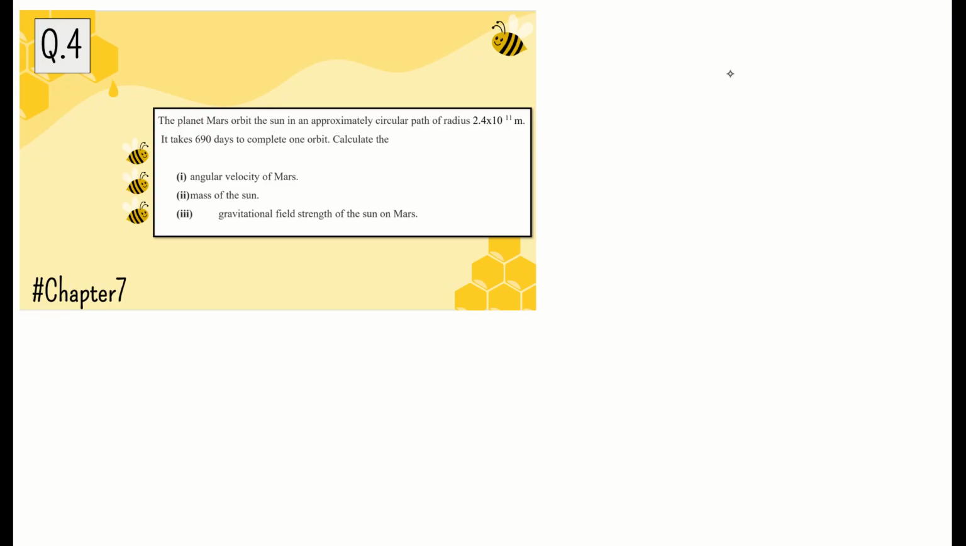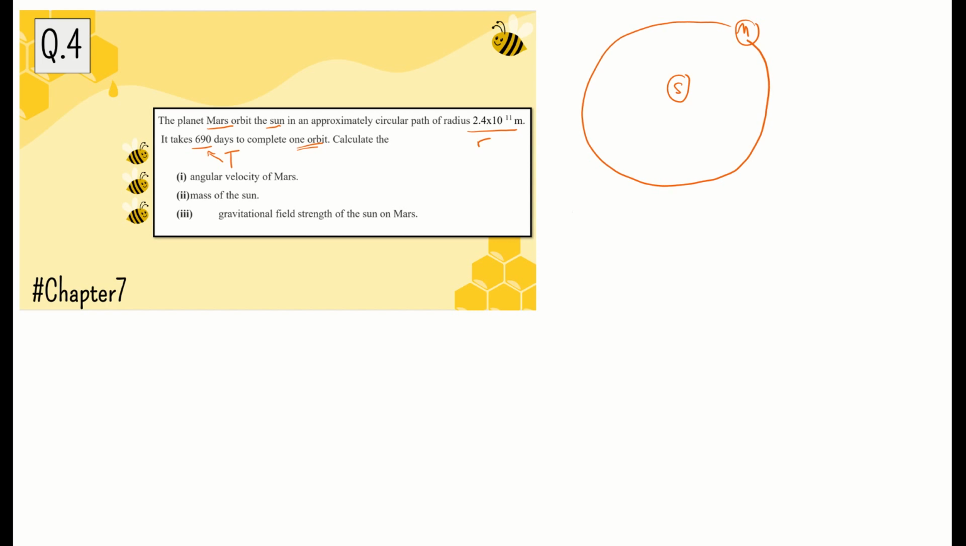Question number 4. A planet Mars orbits the Sun in an approximately circular path of radius 2.4 times 10 to the 11 meter. It takes 690 days to complete one orbit. So this is the time taken to complete one orbit, one revolution, so it is equal to the period. Let us always draw the condition. We have the Sun and Mars is orbiting the Sun.